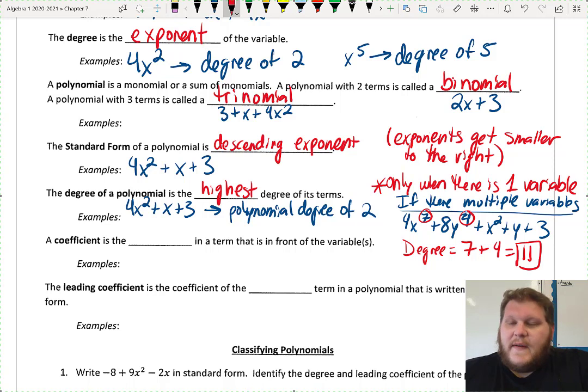Now, I only throw that at you because there's a couple of homework questions that have multiple variables. Most of what we're going to be dealing with, in fact, almost all of what we're going to have to deal with moving forward, is going to be single variable stuff. So it's just the highest degree of whatever your exponent is.